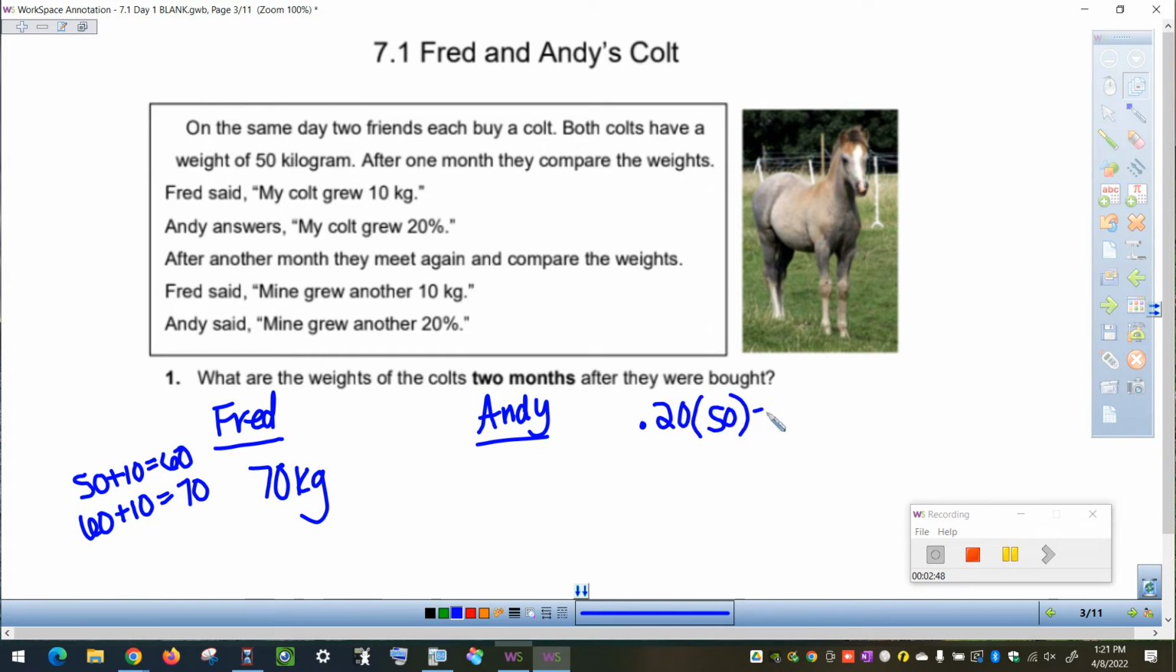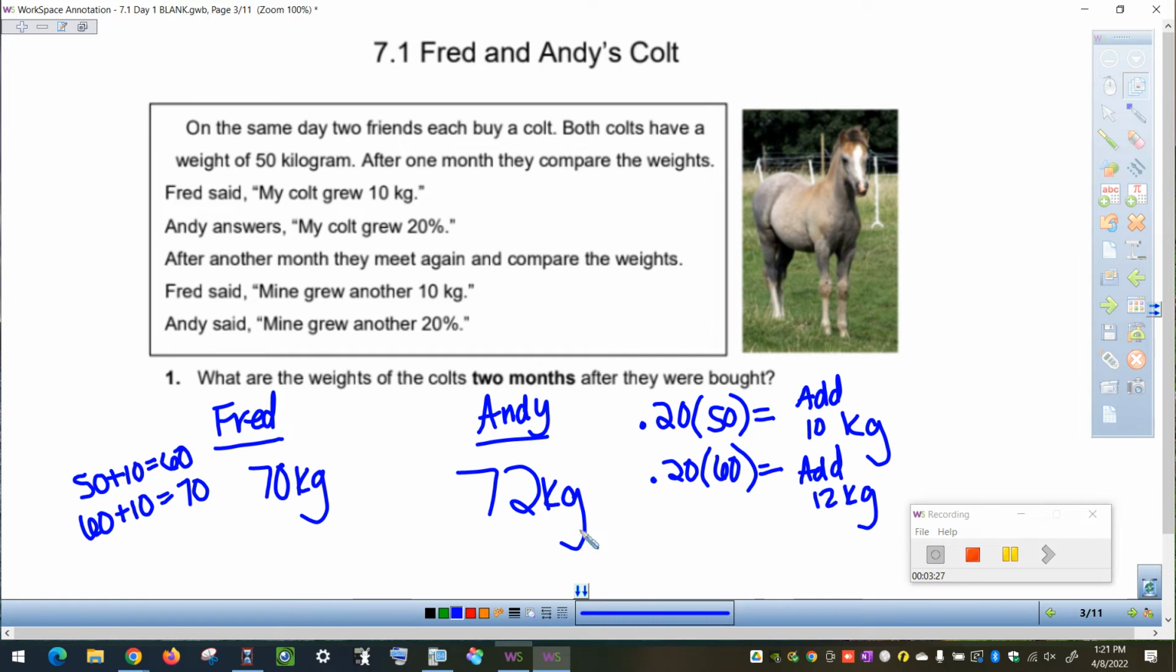Okay, so thinking about what we're adding on in the first month, 20% of the starting weight of 50 is going to add on 10 kilograms. So then at the end of the first month, now Andy's is at 60 kilograms. But then it's going to grow 20% again. So when we take 20% of the 60 kilograms, we see that we're adding more than we added in the first month. So now from month 1 to month 2, we're actually adding 12 kilograms instead of 10. And so that's going to get Andy's to an ending weight of 72.